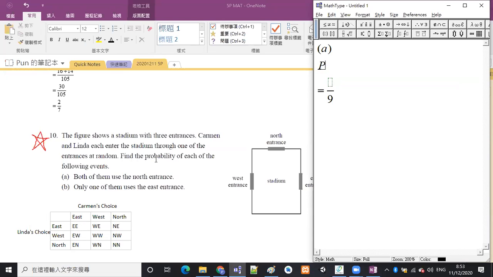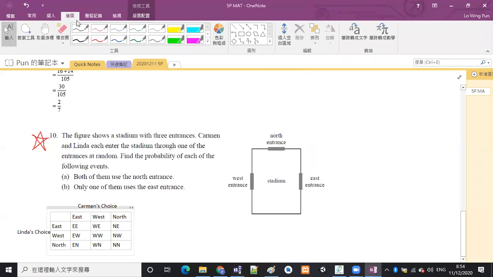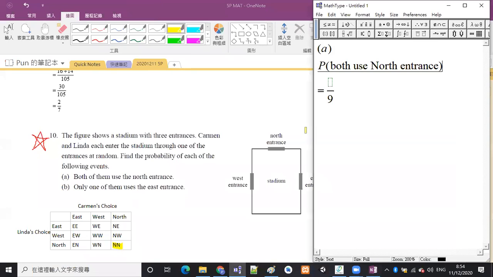And then for the numerator, we really need to read what it is asking to find. So in part A, I would like to find the probability where both of them use the north entrance, okay? Both use north entrance. Among the 9 outcomes, how many of them can satisfy this requirement? Both Carmen and Linda use the north entrance to enter the stadium. It's only one of them, right? So this is north. Okay? So the answer is 1/9.